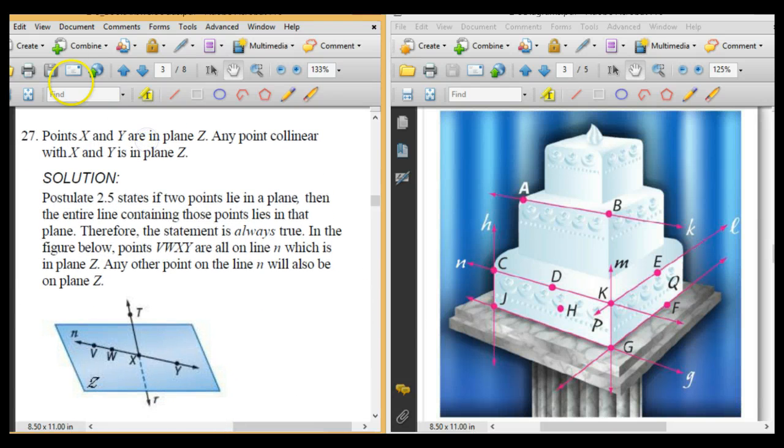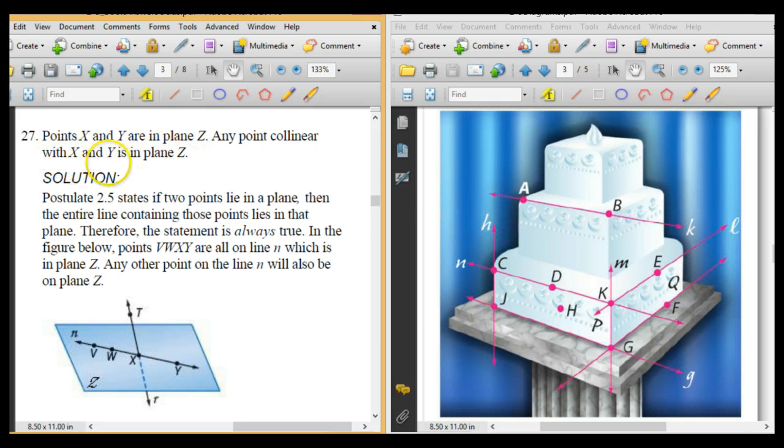Number 27. Points X and Y are in plane Z. Any point collinear with X and Y is in plane Z as well. So any point on the same line with X and Y will also be in the plane. So the postulate that we would use here is postulate 2.5, which states if 2 points lie in a plane, then the entire line containing those points lies in that plane. Therefore, the statement is always true.